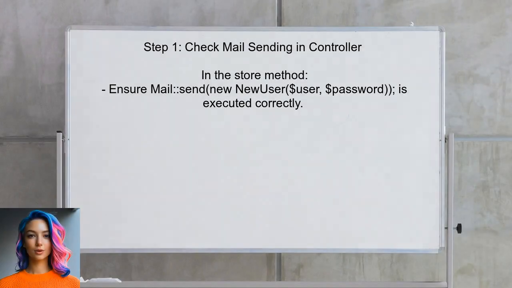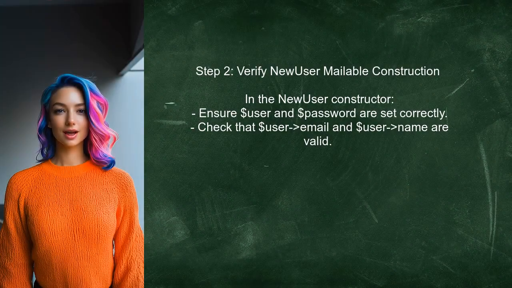To address the issue with asserting that the mail was sent, the user should first ensure that the mail is being sent correctly in the controller. In the store method, the user should check if the mail send function is being called properly. Next, the user should verify that the new user mailable is constructed with the correct user data. This includes checking that the email and name are being passed correctly to the mailable.